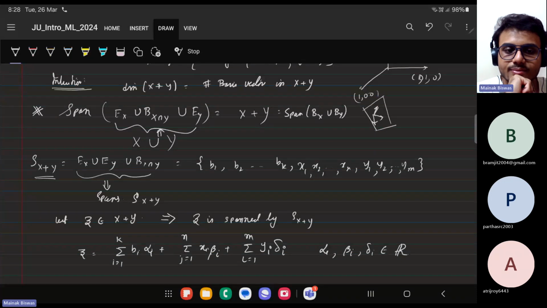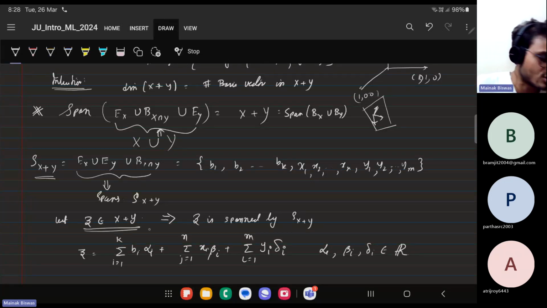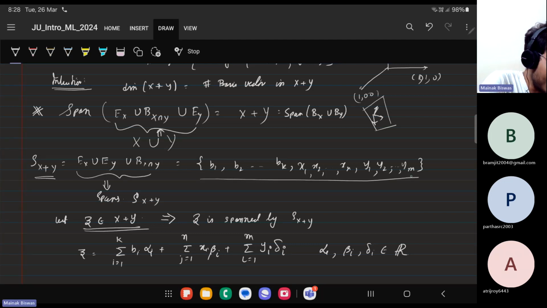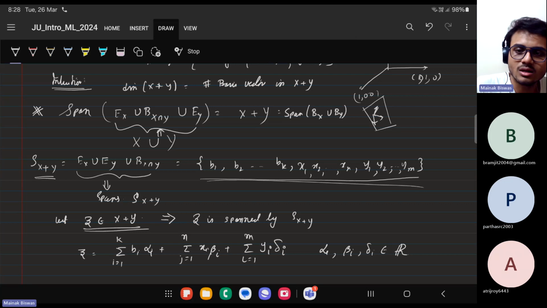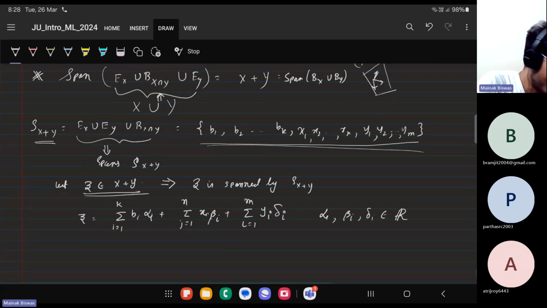You should be able to write this way. How did you write this? I have said z is in x plus y. Yes or no? If z is in x plus y and x plus y spanning vectors are these, can't I write z as a linear combination of this? Yes, you can write. That's how you have to do. Please go back and see. We have proved all these last time.